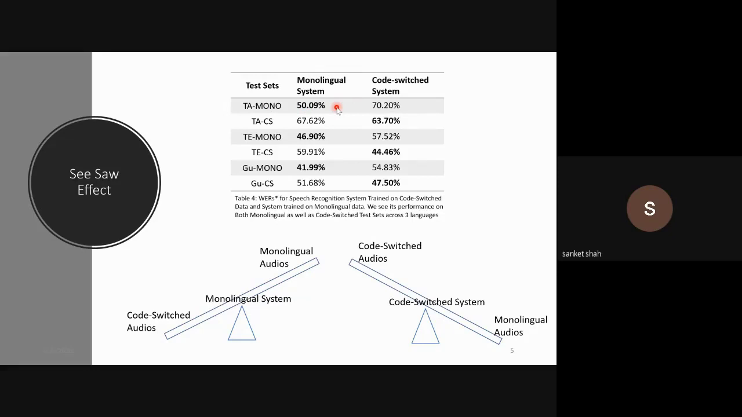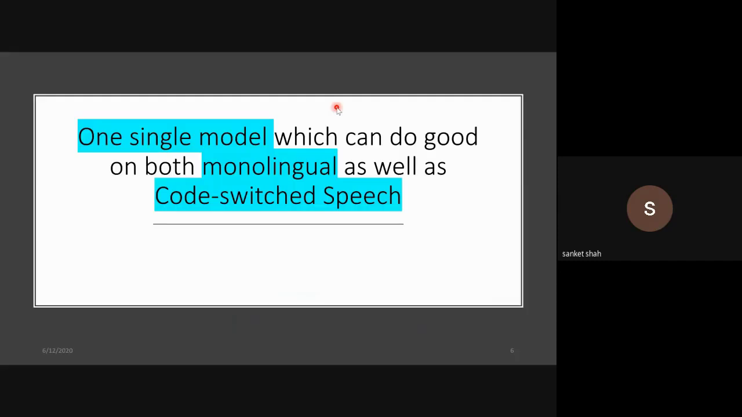But when you come to the practical world, it's practically impossible to separate monolingual audios from code-switched audios. People tend to code-switch very frequently, and it's practically unpredictable to know when a person is code-switching or not. So we cannot afford to build two separate systems for recognizing monolingual audios and code-switched audios. And that is why this is the aim of our work: we need to come up with one single model which can do well on both tasks, speech recognition on monolingual speech as well as on code-switched speech.